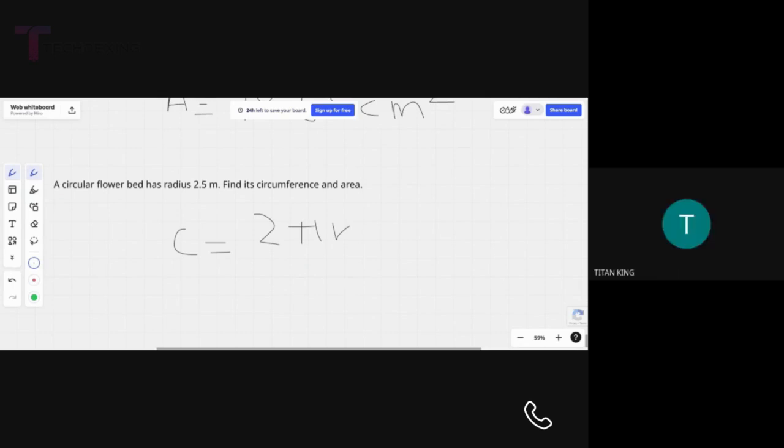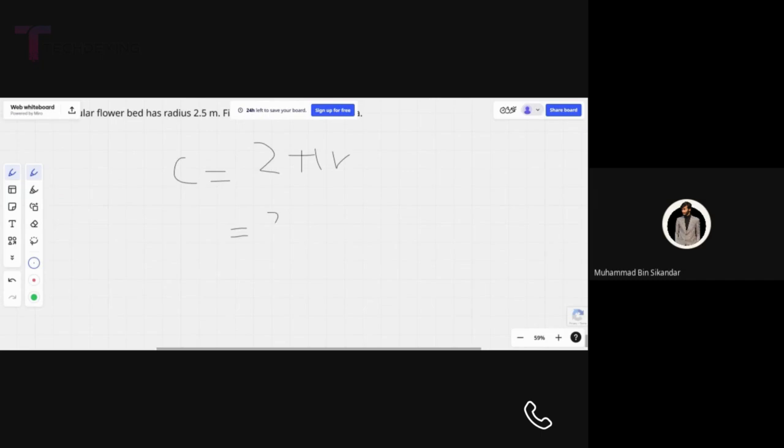In most of the questions, you won't be given the value of pi. You need to know that it is 3.142. So pi's value is 3.142 and radius is 2.5. Multiply these values on calculator and tell me.